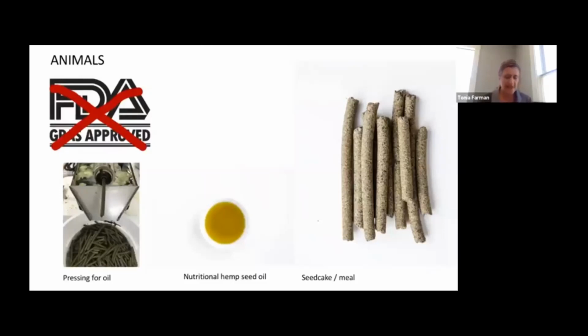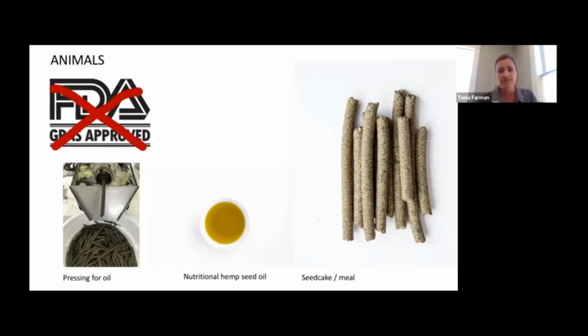What we really see right now is there's some low-hanging fruit, if you will, for the animal market. One being that hemp seed oil for the equine market is known anecdotally to have wonderful anti-inflammatory benefits. And the seed cake and meal we're seeing has some incredible benefits as well for calming effects, and also some additional anti-inflammatory.